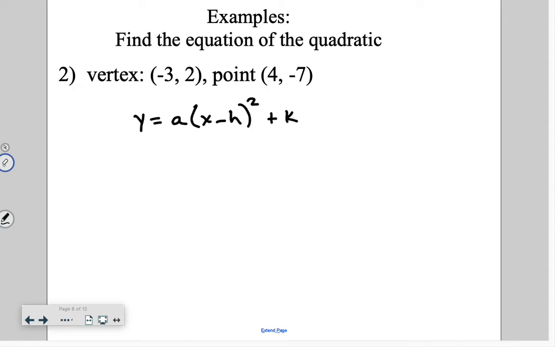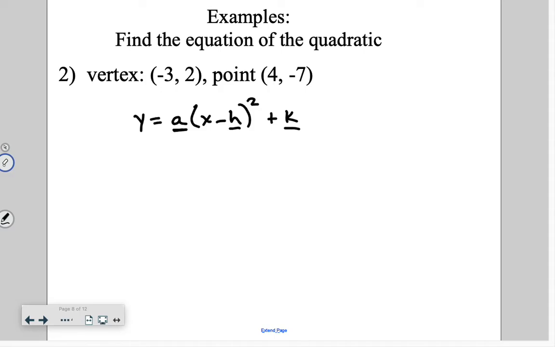Whenever you put something in vertex form, you need 3 numbers. You need your value of a to tell you whether the parabola is opening up, down, narrow, wide, that kind of stuff. And then you need h and k, so you know where the vertex is. Based off of the vertex and a, you can sketch a pretty good graph, just like we did previously.